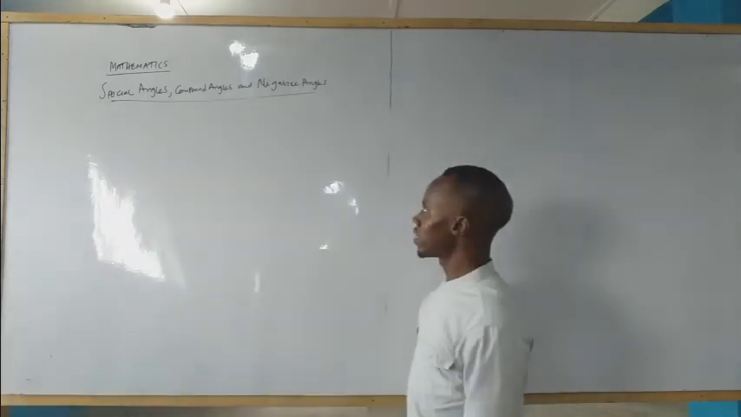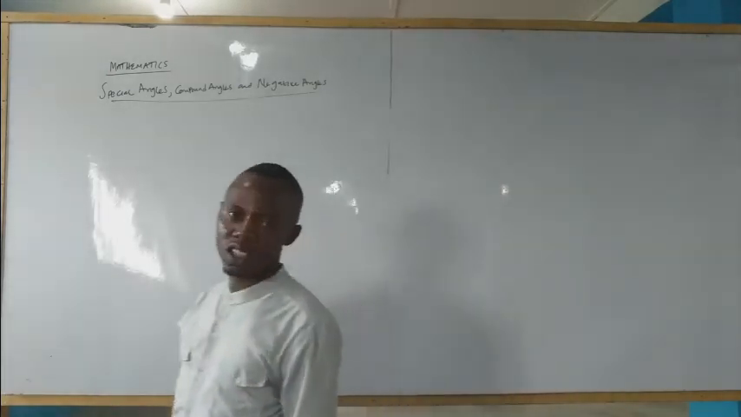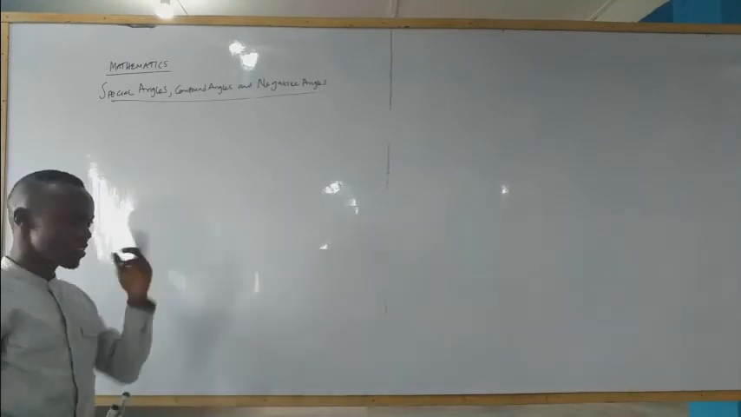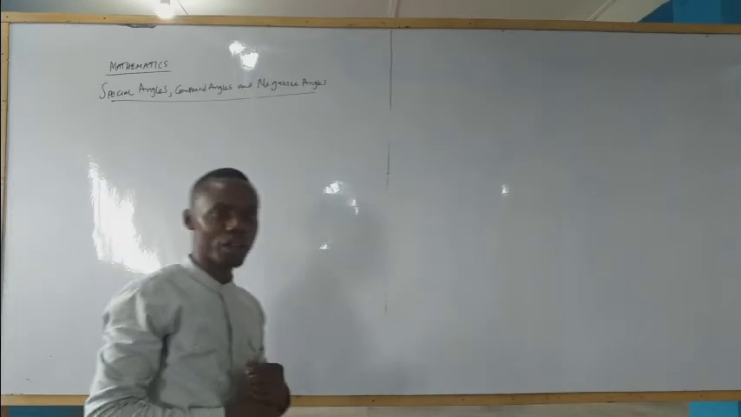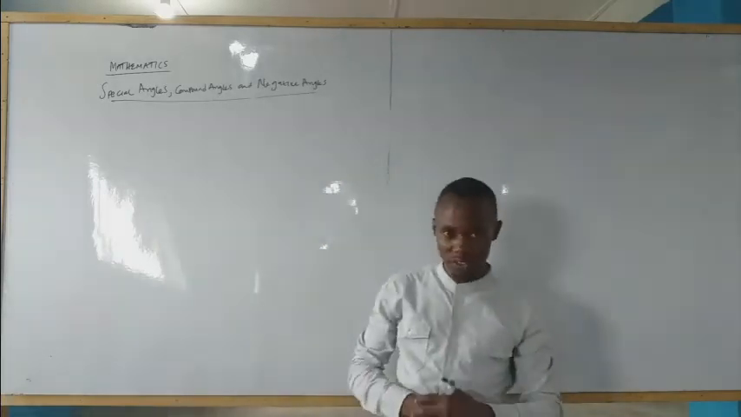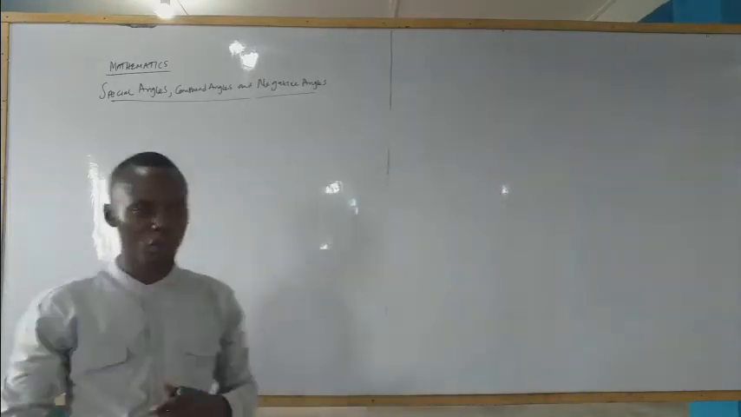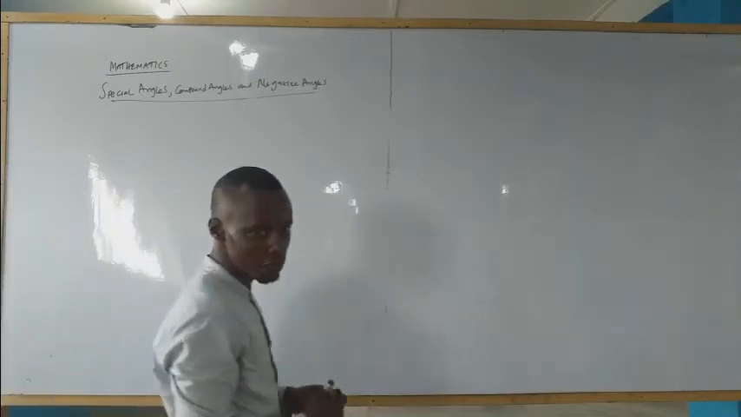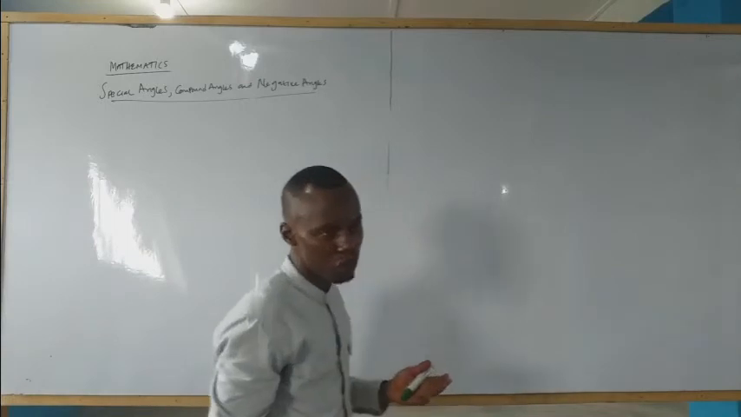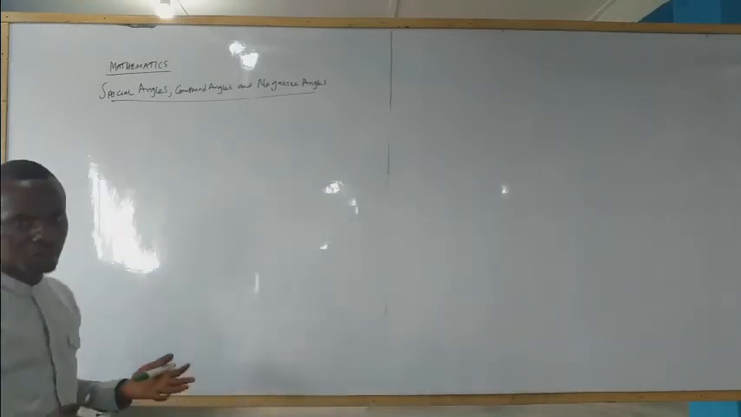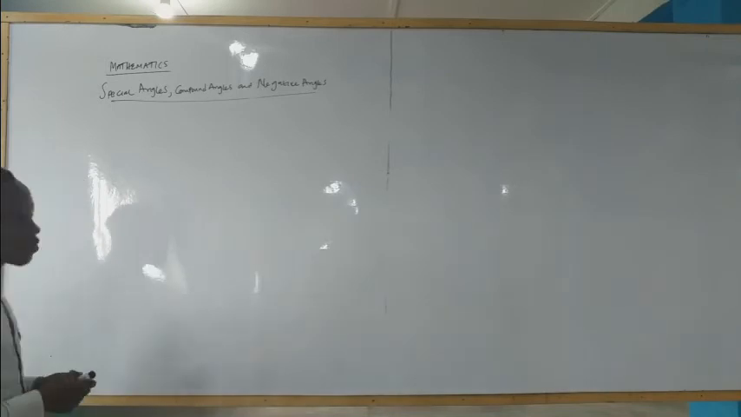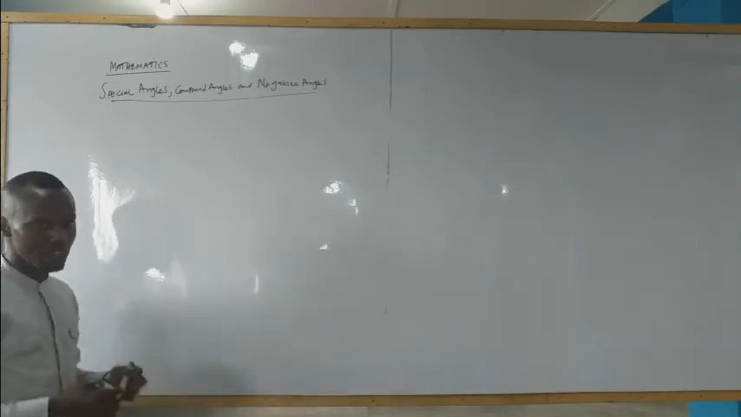So we are still dealing with mathematics, and the topic is about special angles, compound angles, and negative angles. When we say special angles, what do we mean? These are the angles that we can get without the use of a calculator. Why are they special? Because we can derive their values from shapes, mostly plane shapes. So let us look at them briefly and take some examples.